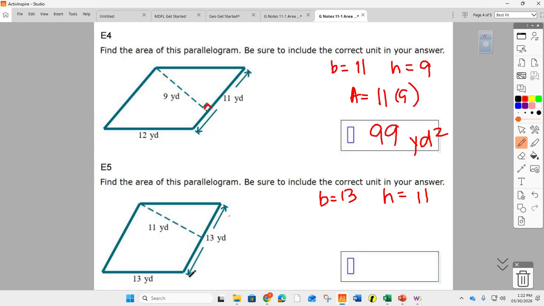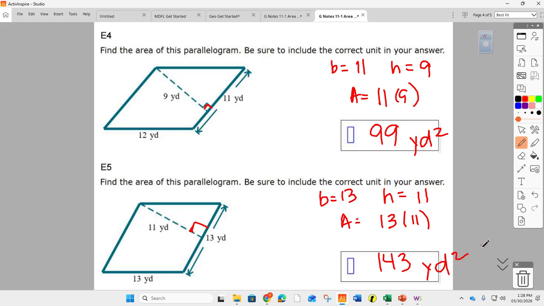So this side, now they didn't show this here. I think it was a typo, but they should have indicated there's a right angle there. This is the base. This is the height. Plug into the formula. 143. Nice. If I write 143, will I get the right answer? No. What do I put? The unit. It's going to be squared.